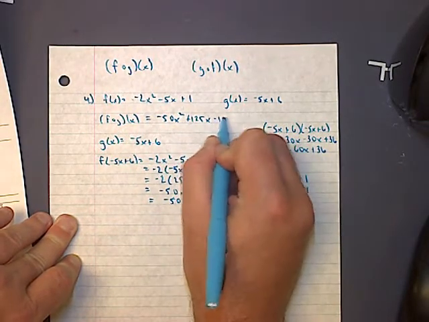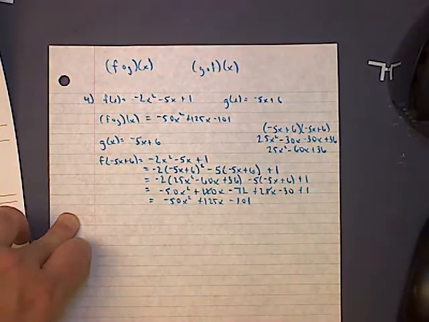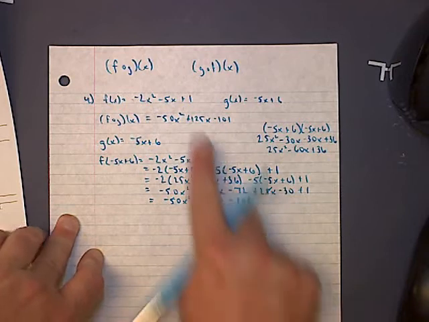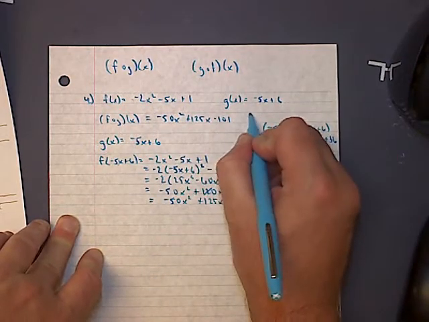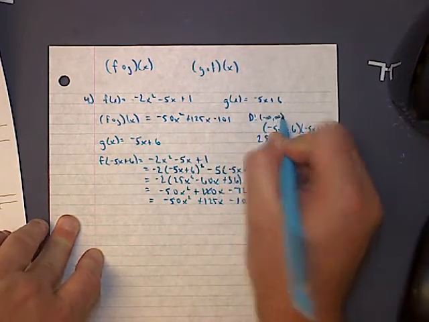We want to state the domain for that function. It is not radical, it's not rational, so my domain is all real numbers.